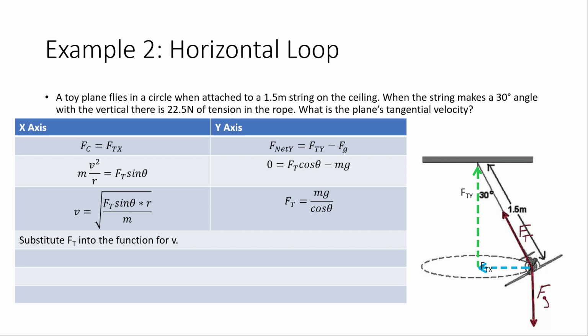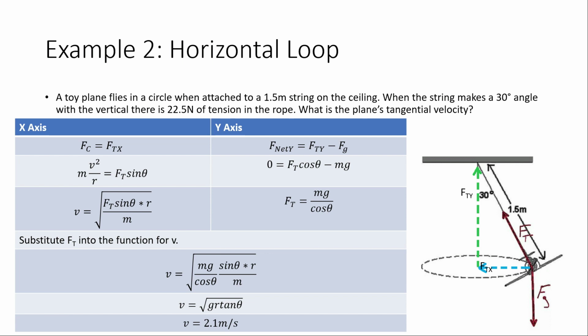So I can substitute Ft in there and just take Ft from my y-axis and put it into my x-axis formula. When I do that, I get my velocity is mg over cos theta, that's what we got from our y-axis, multiplied by sine theta times r over m. Seeing how the mass is both top and bottom, those actually are going to cancel out. Very convenient. This is a situation that is mass independent. And I'm just left with gravitational acceleration, radius, and this sine theta over cos theta.